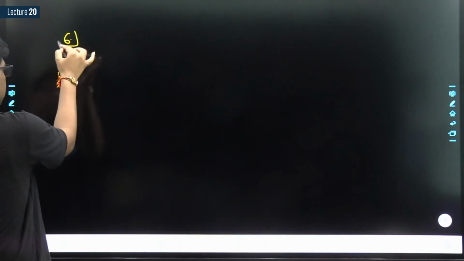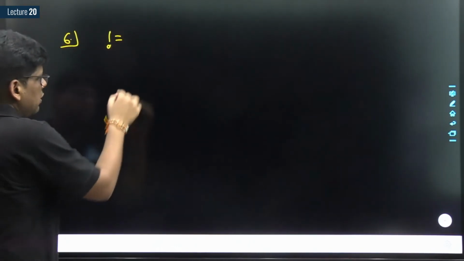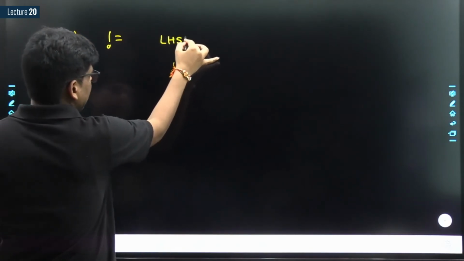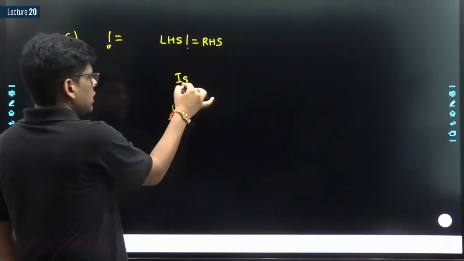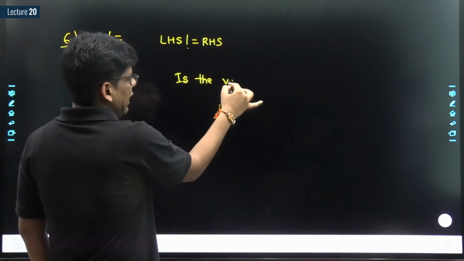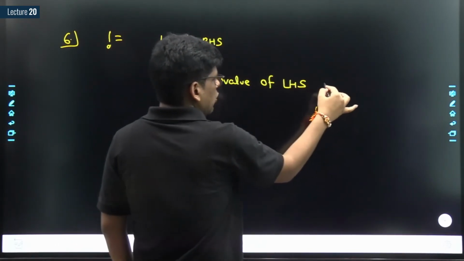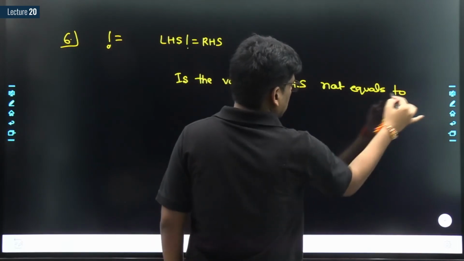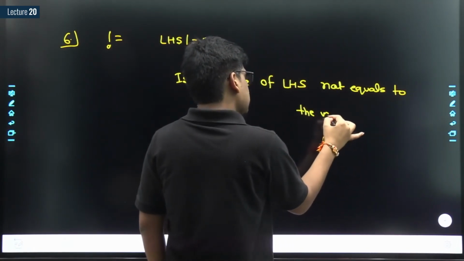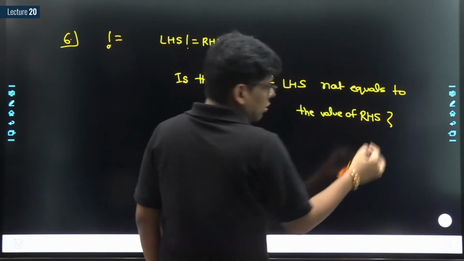Sir, what is the 6th operator? The 6th operator is not equals to. That means, if I write, again we are interested in asking the same question, is the value of LHS not equals to the value of RHS? You will say either yes or no.